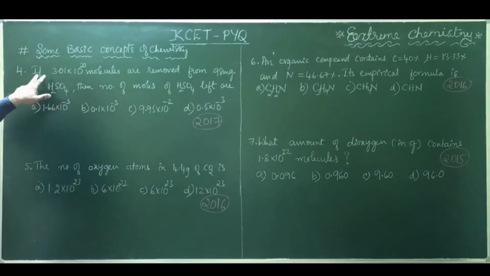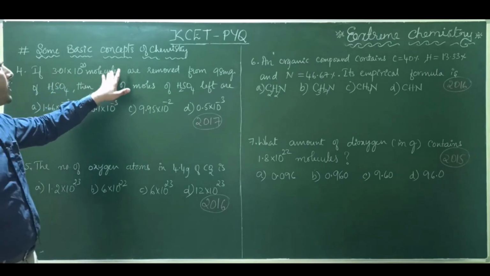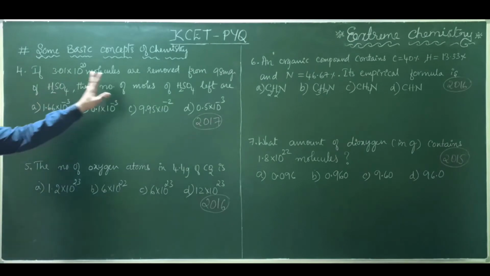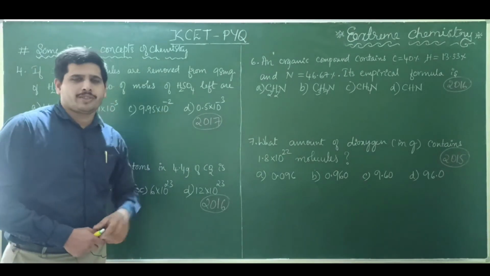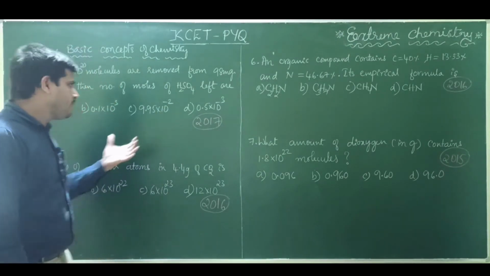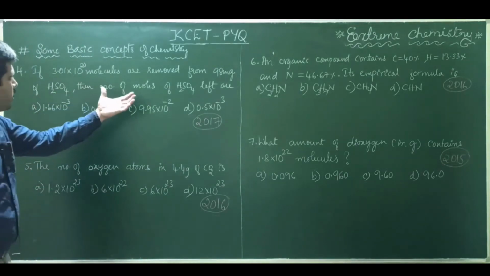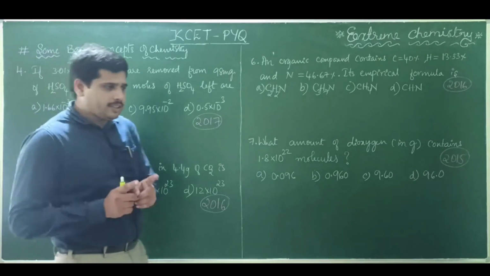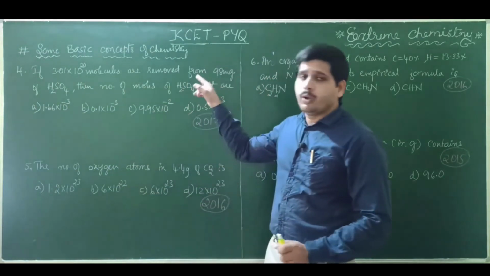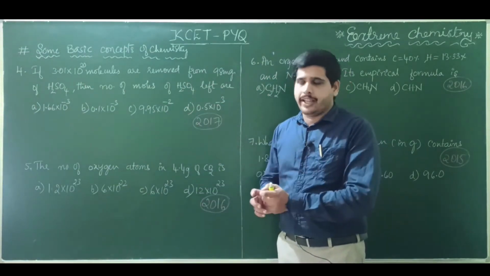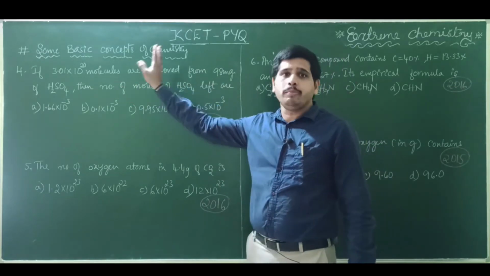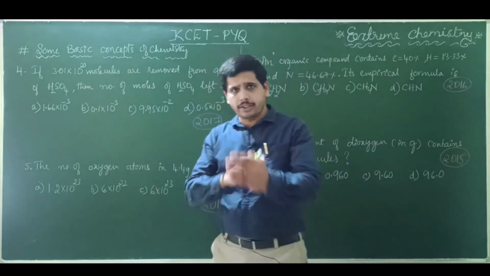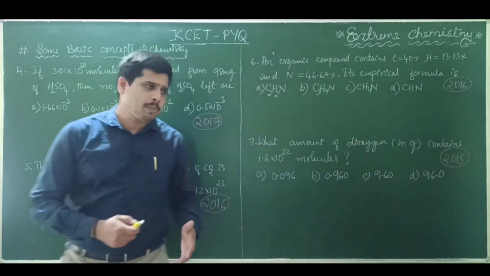So if 3 into 10 to the power 20 molecules are removed from 98 milligram of sulfuric acid, the number of moles of sulfuric acid left are? So definitely it's a mole concept question, right? So how to solve this? To find out how many moles of sulfuric acid are left, first we should find out how many moles of sulfuric acid were there, then how many moles are removed.